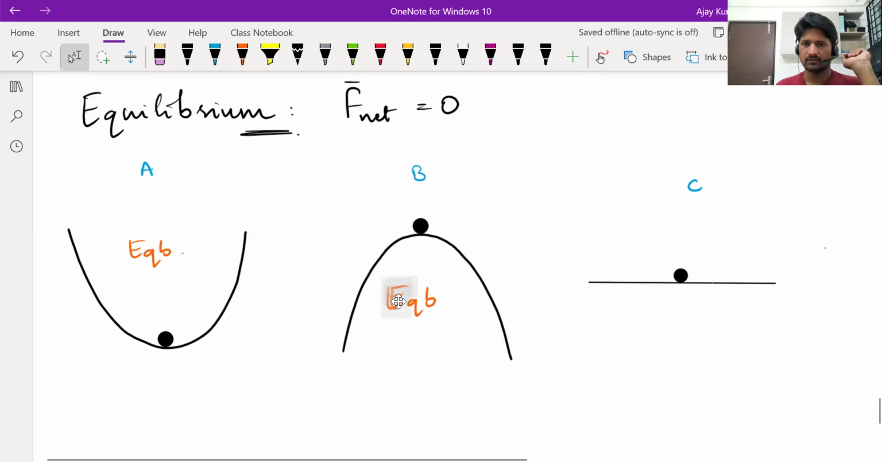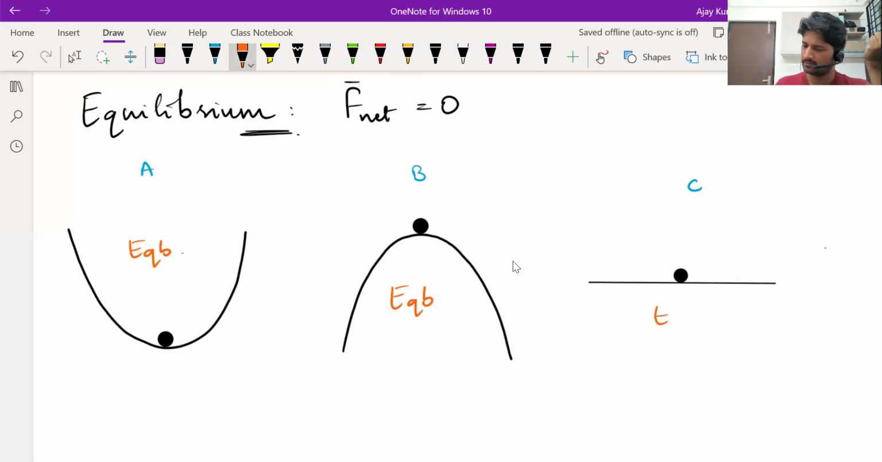Third case, it's obvious. You leave the object there, it stays there itself because the surface is not inclined. Why will it start moving? Weight acts downwards, normal force acts upwards. They are balanced. There's no reason why the object should move. So third case is also a case of equilibrium.